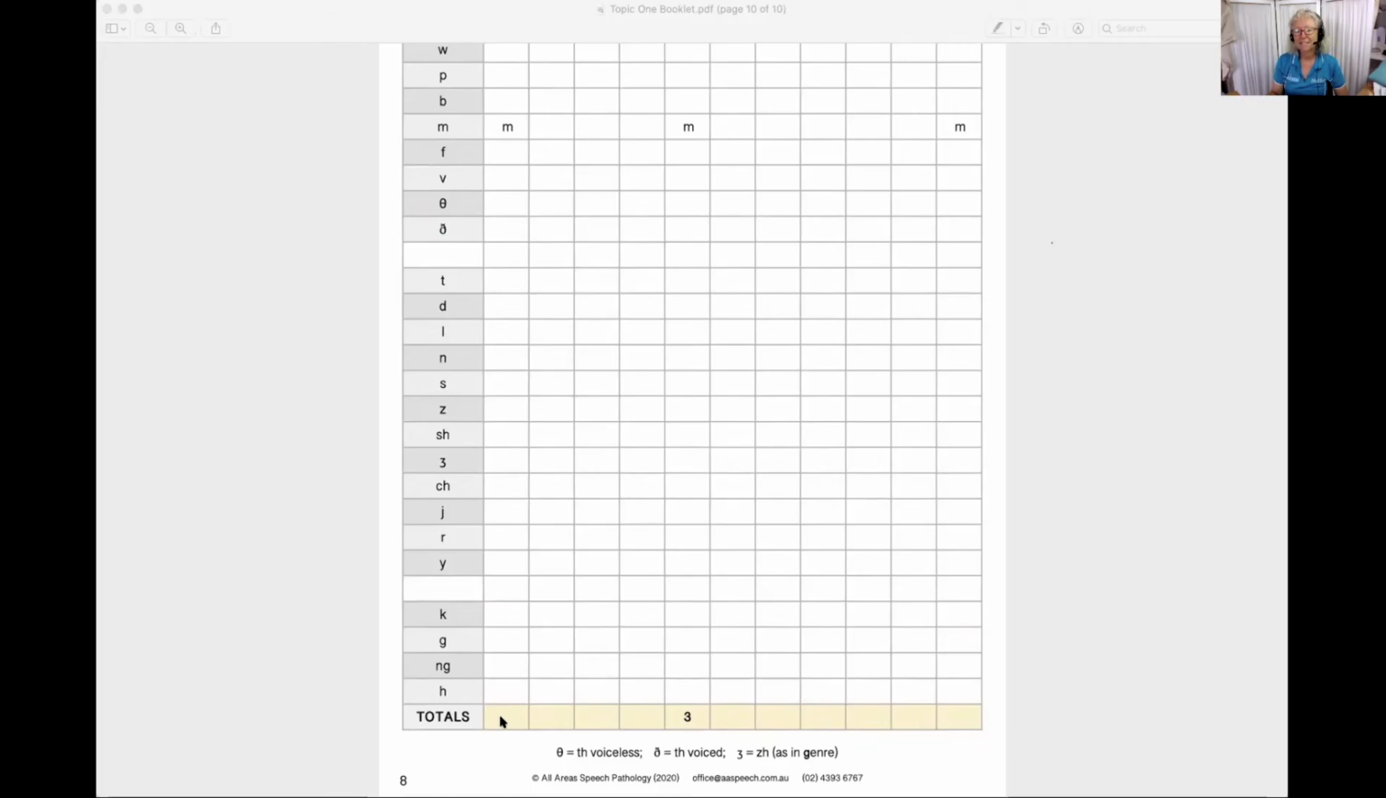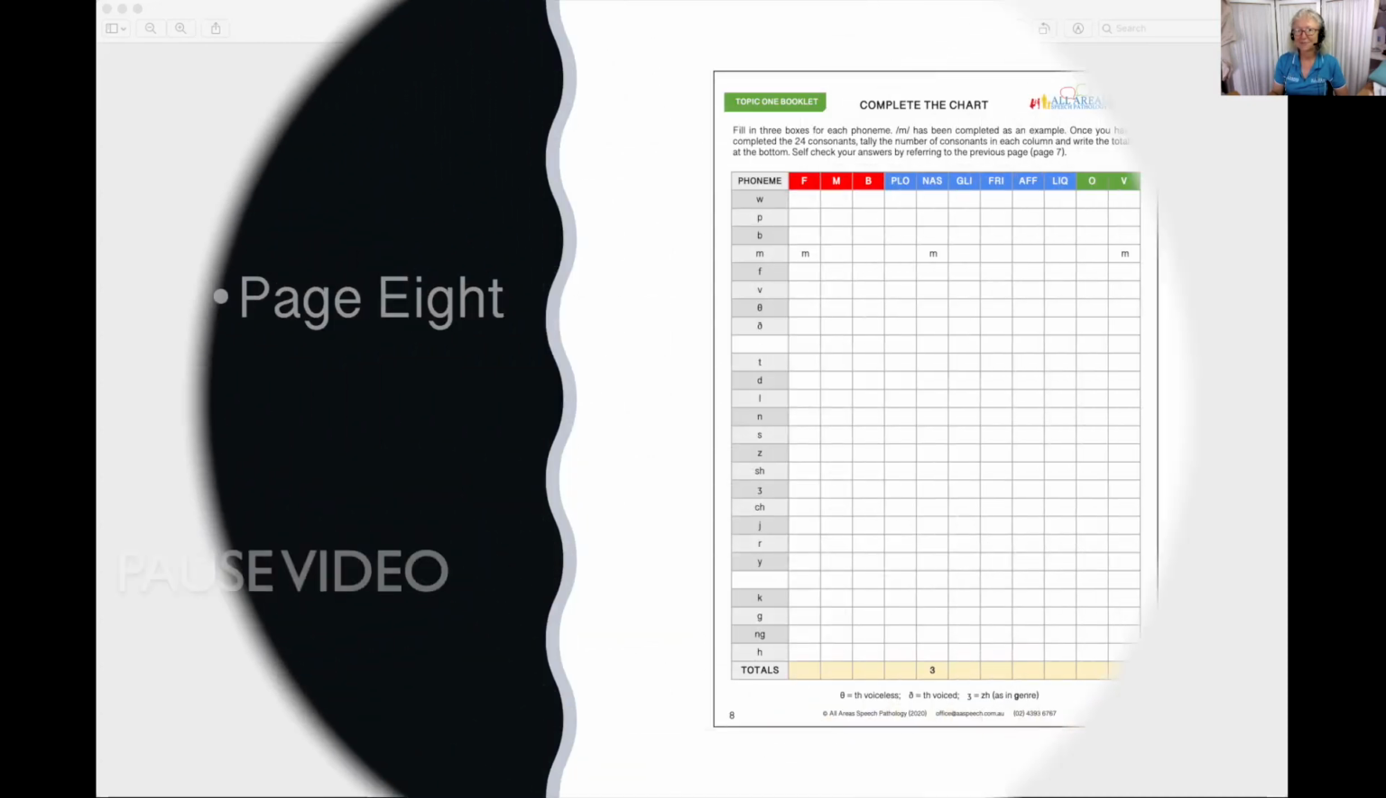So don't forget to fill in this bottom section. Here we've got a 3, meaning there are 3 manners that are nasals. But you're going to have how many front sounds, middle sounds, back sounds, how many plosives, nasals, glides, fricatives, affricates, liquids, how many voiceless sounds and how many voiced. Okay, have a go doing that activity and we'll come back and have a look.